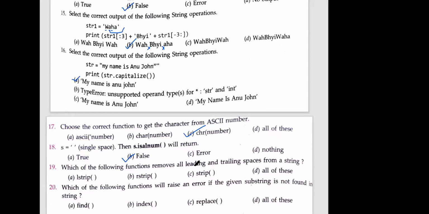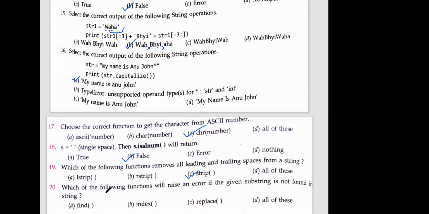Which of the following functions removes all the leading and trailing spaces from the string? Leading and trailing means from the left as well as from the right side. C. Strip. C is the strip function. Then the last question, which of the following functions will raise an error if the given substring is not found in the string?